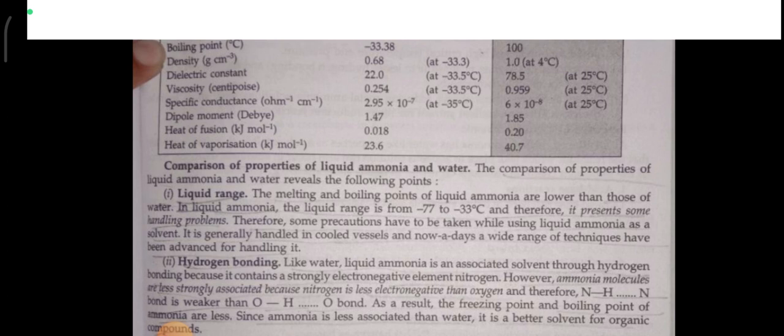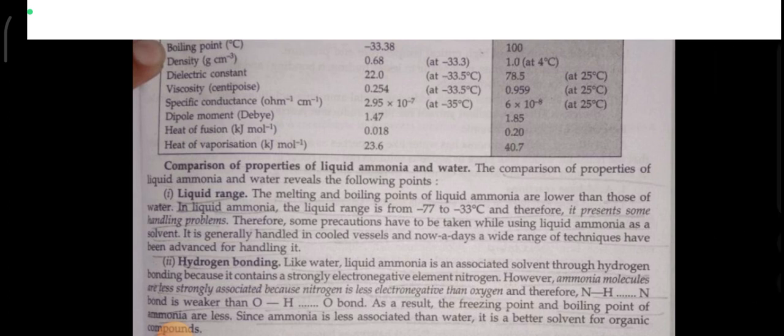Liquid range. The melting and boiling points of liquid ammonia are lower than those of water. For liquid ammonia, the liquid range is -77 to 33 degrees Celsius, and therefore it presents some handling problems. Therefore, some precautions have to be taken while using liquid ammonia as a solvent. It is generally handled in cold vessels, and nowadays a wide range of techniques have been advanced for handling it.